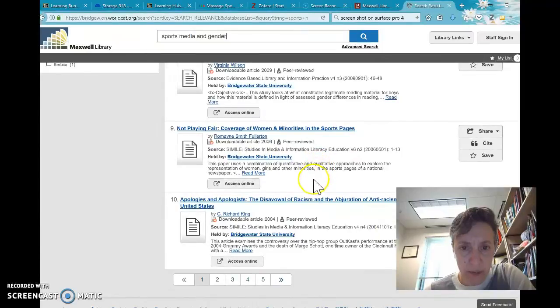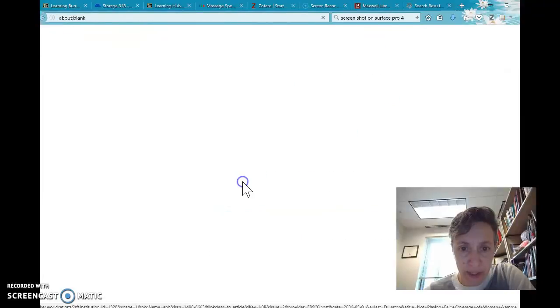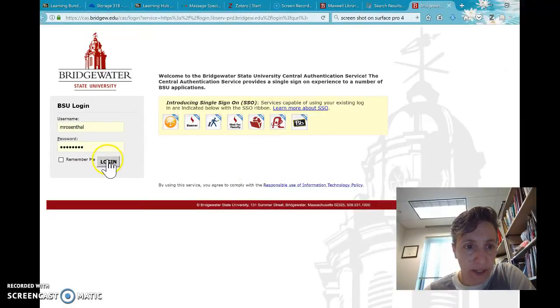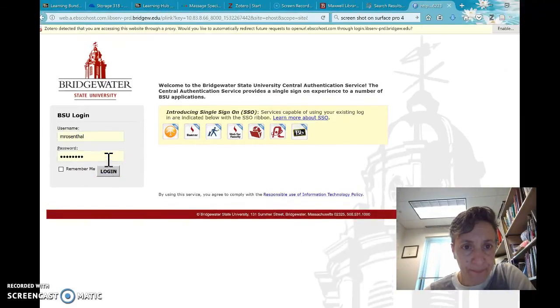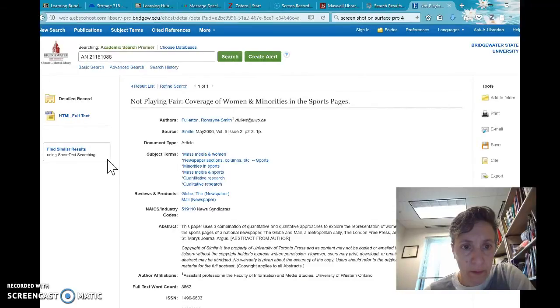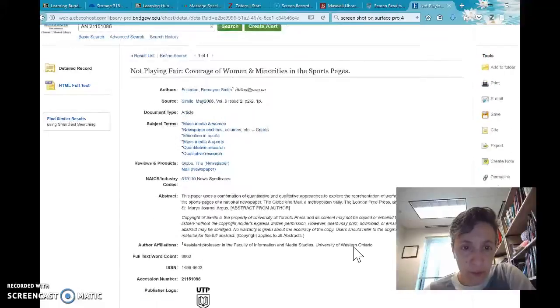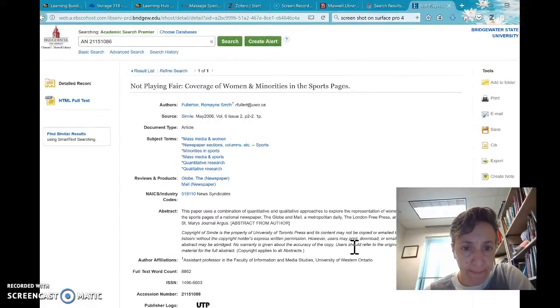So here's an example of something that looks like a downloadable article from a scholarly source. Not playing fair: coverage of women and minorities in the sports pages. If I choose access online, I guess it's going to ask for my login. Right. Okay, good. So this is one example we can use. We can take a look at the material here. These are the subject terms.